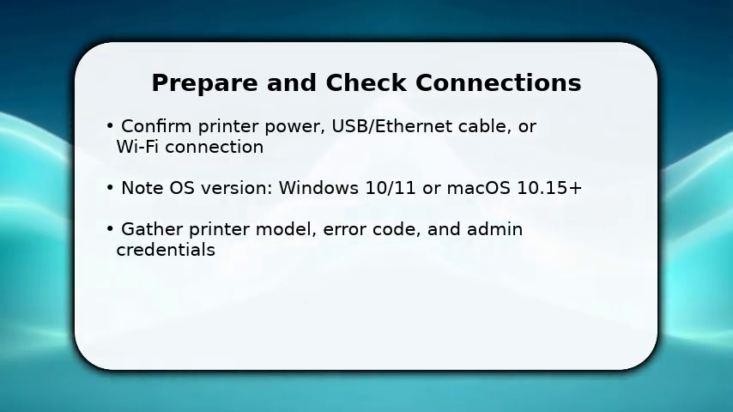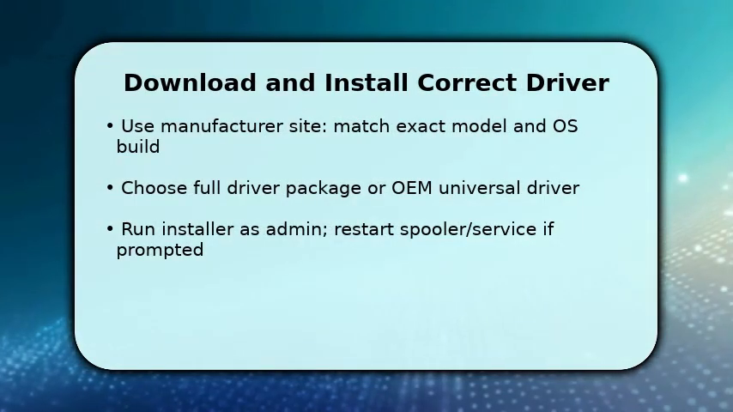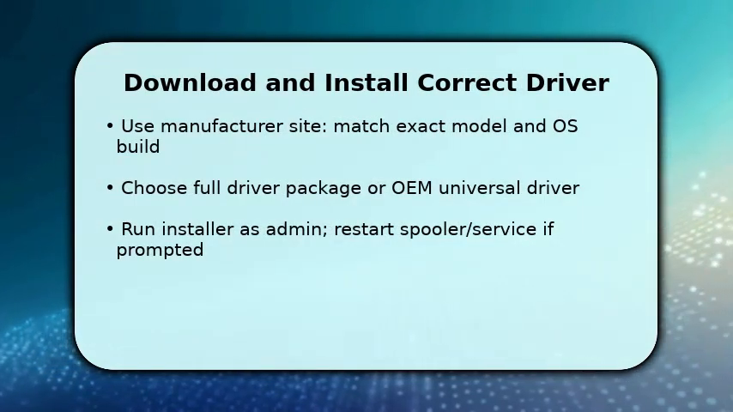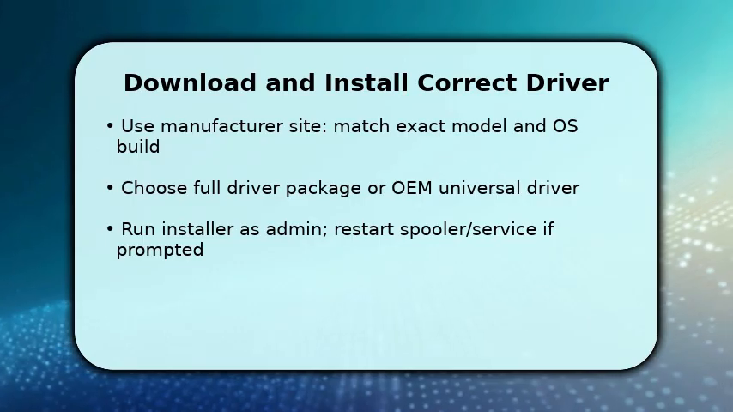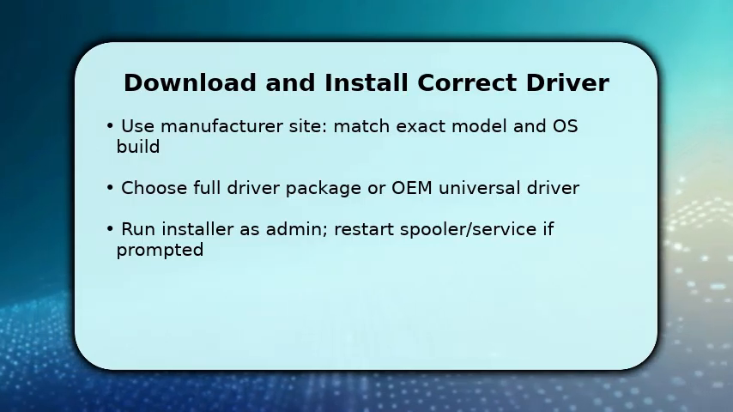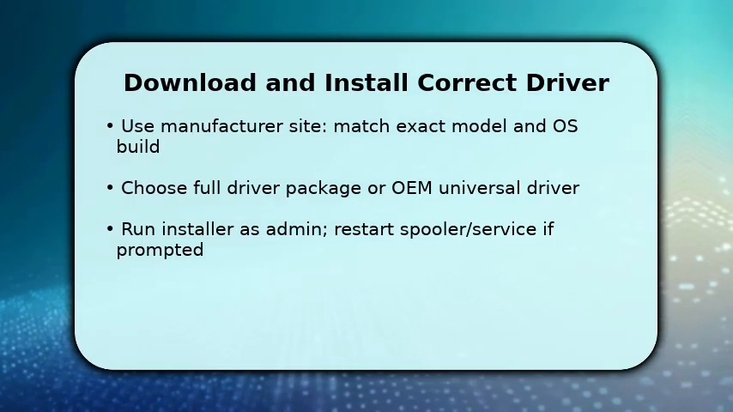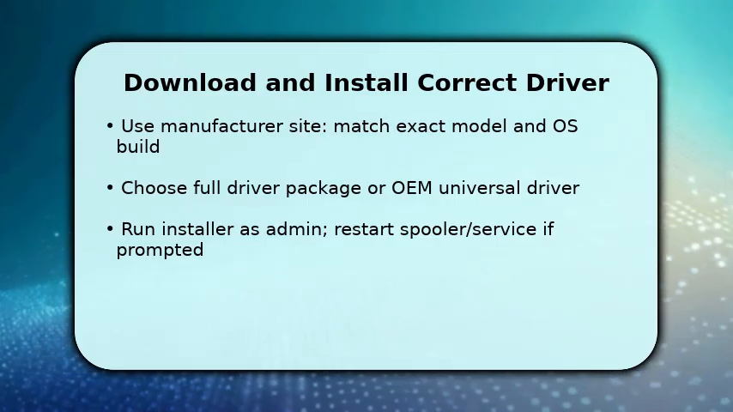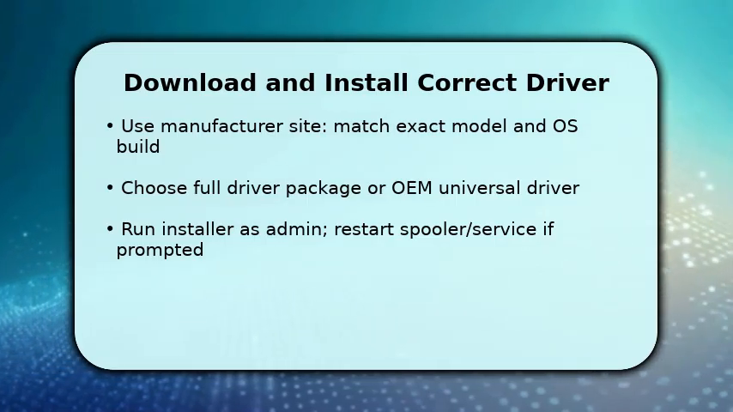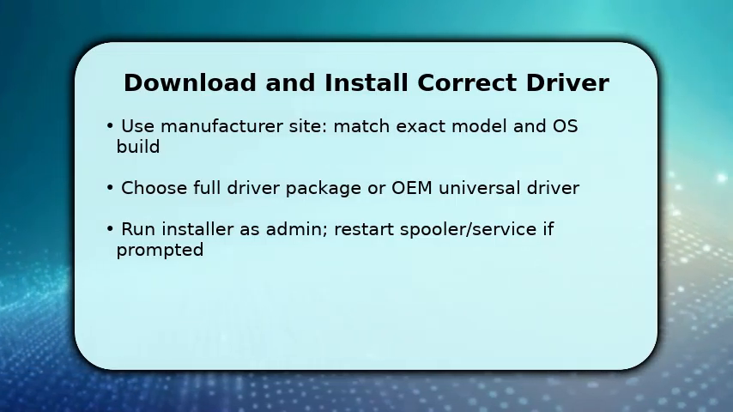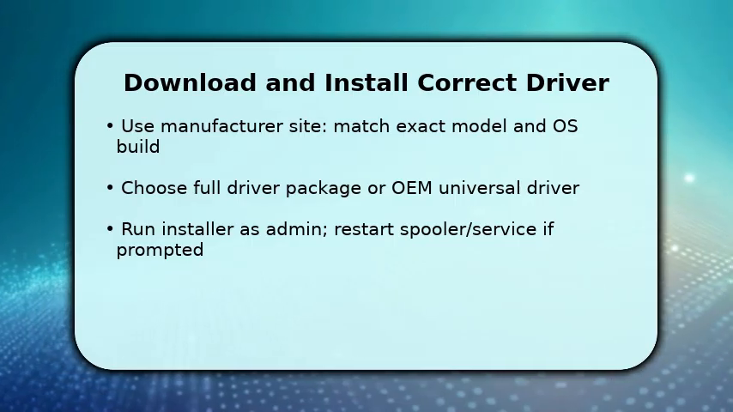You now get the correct driver from the printer maker to replace the unavailable one. Locate the model page and pick the driver that matches your OS build. Manufacturers provide full packages or universal drivers. Choose full when possible. Once downloaded, run the installer as administrator, follow prompts, and accept bundled firmware updates if offered.